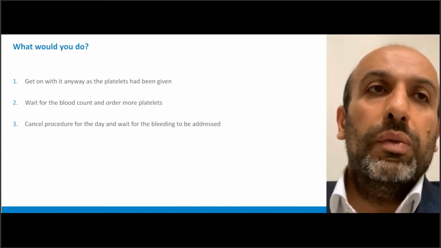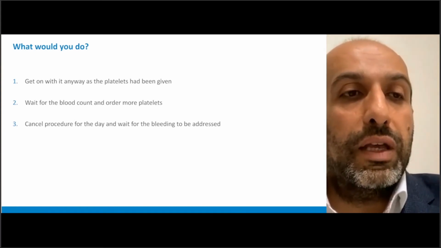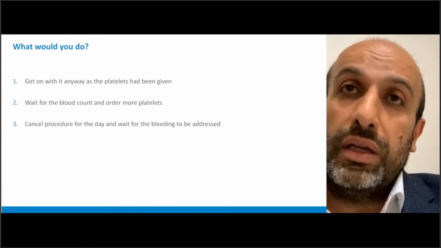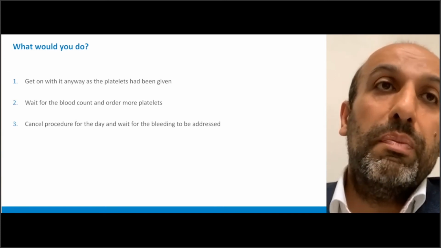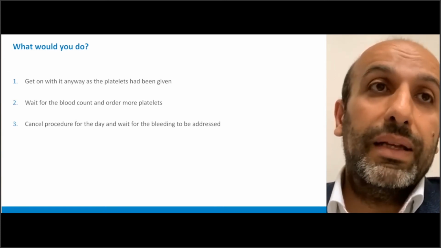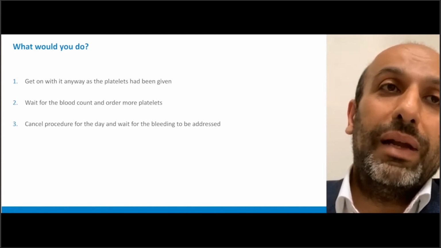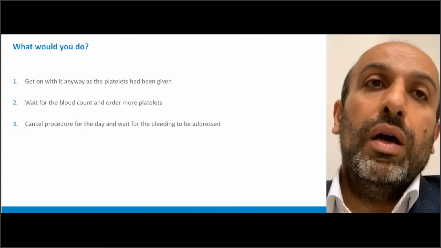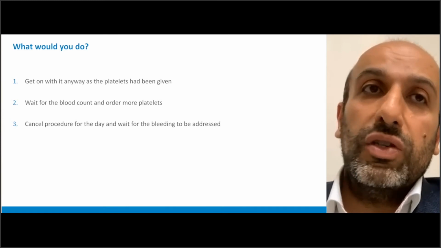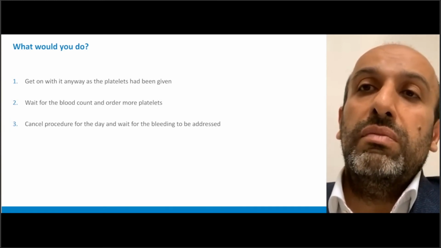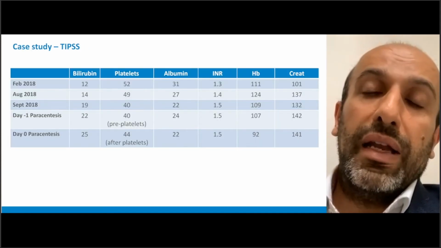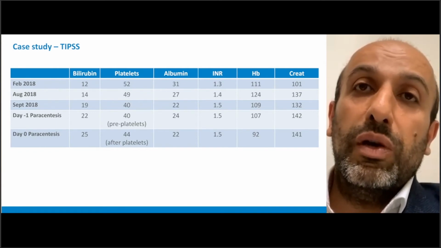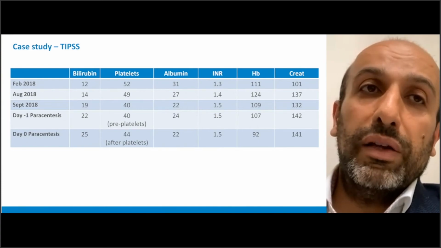Would they go ahead with the procedure, or would they think about treating the clotting or anything further, or would they delay? So the options would be to carry on with the procedure, give further platelets, wait for the blood count and the platelets to come back, or cancel the procedure and wait for a review by the physicians and to improve the clotting further. On the day of the procedure and after a bag of platelets, what we did note is the platelets were only 44. They'd only increased by 4.